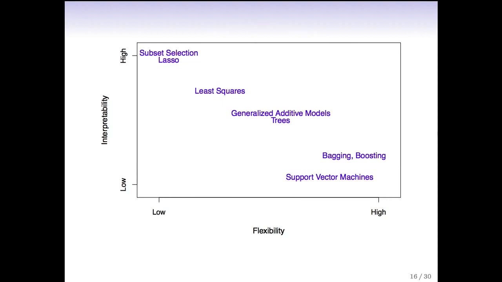Here's a little schematic which shows a variety of the methods that we're going to be discussing in this course, and they're ordered by interpretability and flexibility. And at the top, there are two versions of linear regression, subset selection and lasso, which we'll talk about, that actually even think the linear regression model's too complex and try and reduce it by throwing out some of the variables.